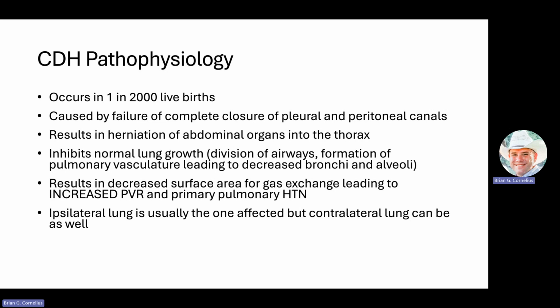What you see in these patients because of mechanical compression is they have decreased surface area for gas exchange that results in increased pulmonary vascular resistance and primary pulmonary hypertension. Usually, what you'll see is that the ipsilateral lung is the one that's most affected, but the contralateral lung can obviously be affected as well, depending on the volume of gastric contents that have herniated into the chest.